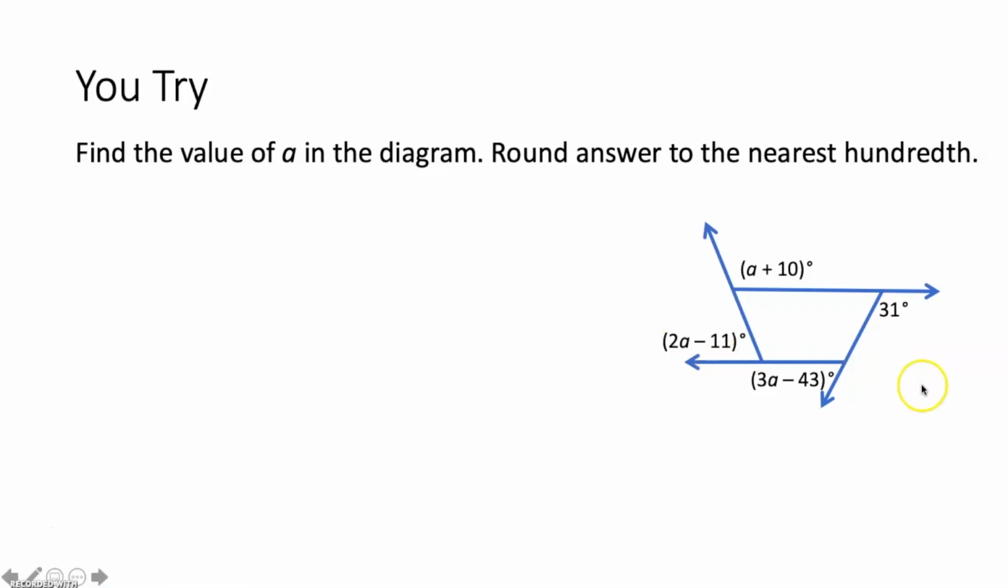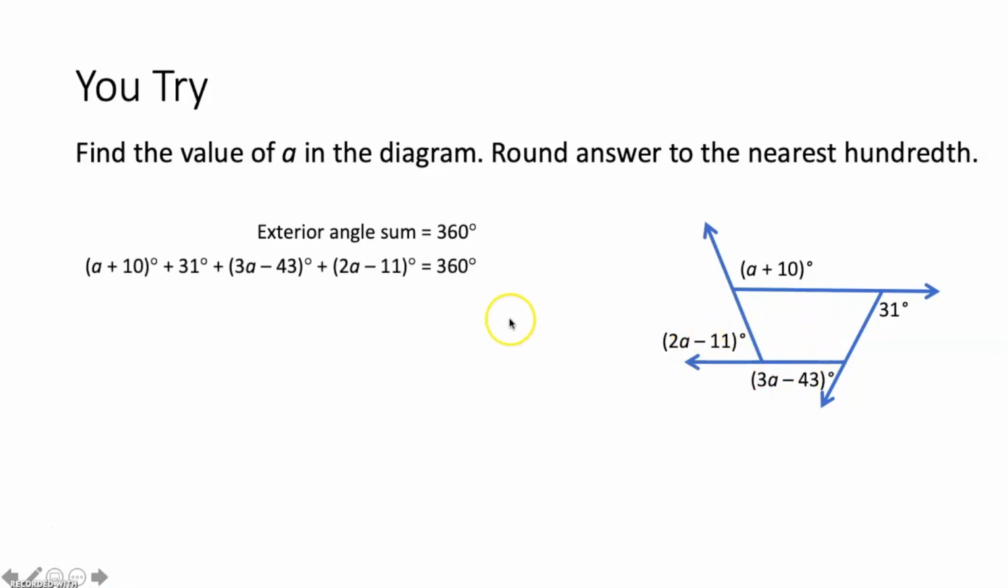Okay, doing the same thing here, except this time we have a quadrilateral, a 4-sided figure. Since we need to find a, we need to set up an equation that relates all of these exterior angle measures. So we know the sum of the measures of the exterior angles of a polygon is equal to 360 degrees always. So now I can add up the measures of each of these exterior angles for this quadrilateral and set it equal to 360 degrees. Now I can combine like terms and solve for a.